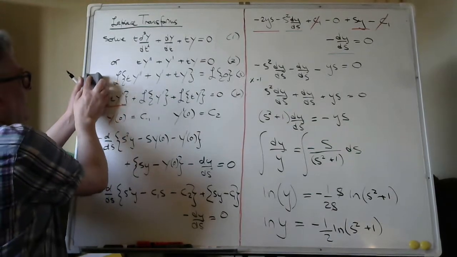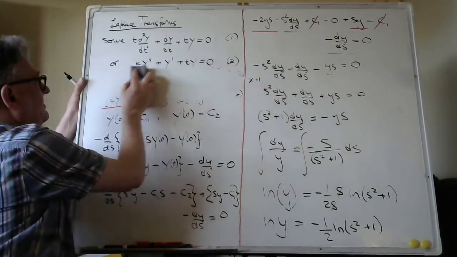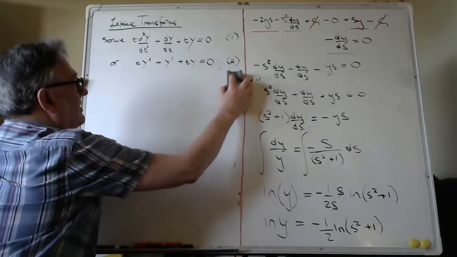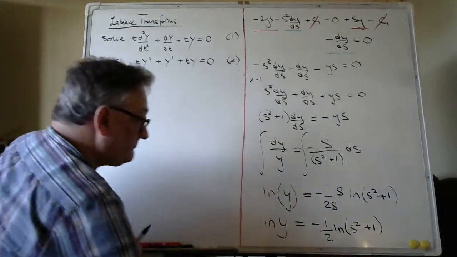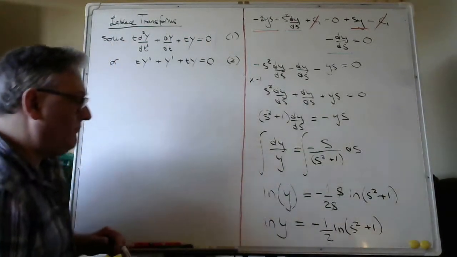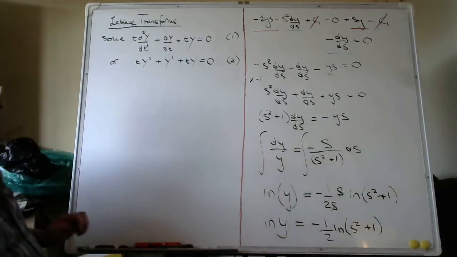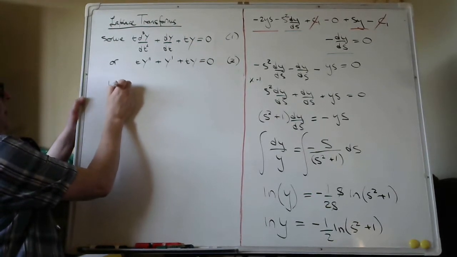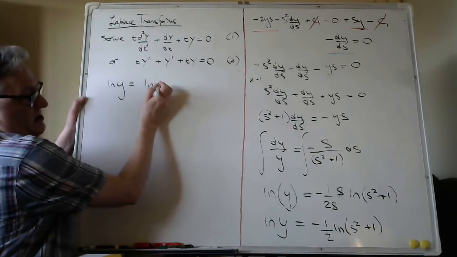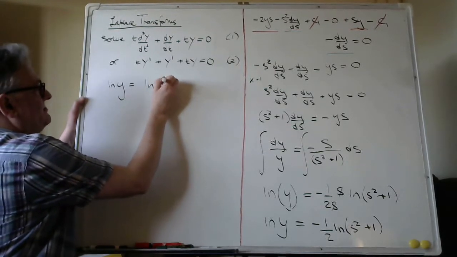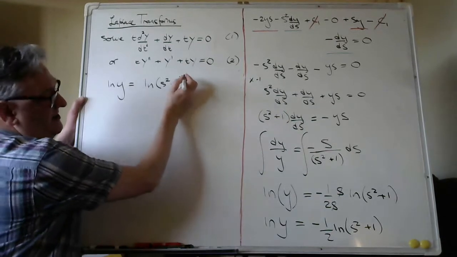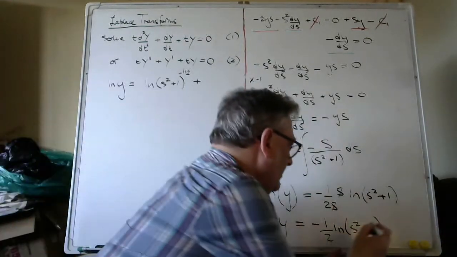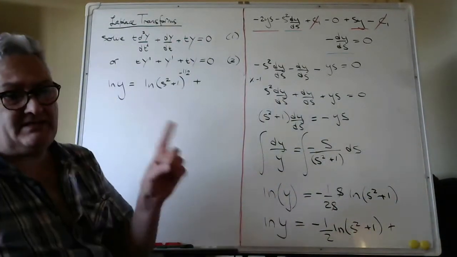Now, if I just erase this from the board, right, we've got the log of y equal to minus a half log of s squared plus 1. Well, this can be written as the log of y is equal to the log of s squared plus 1 to the power minus a half. And by the way, I forgot to do something. That should have a constant of integration.